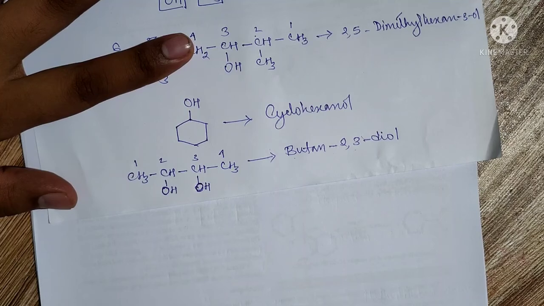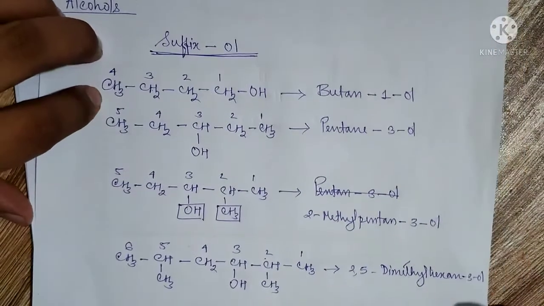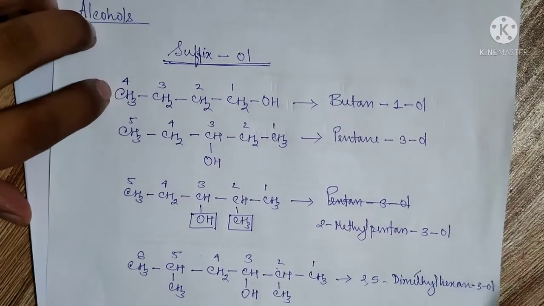Okay. If more than one ol is present, that means more than one OH group is present, you have to write diol or triol or tetraol, etc. So that is all about your IUPAC nomenclature of alcohol.